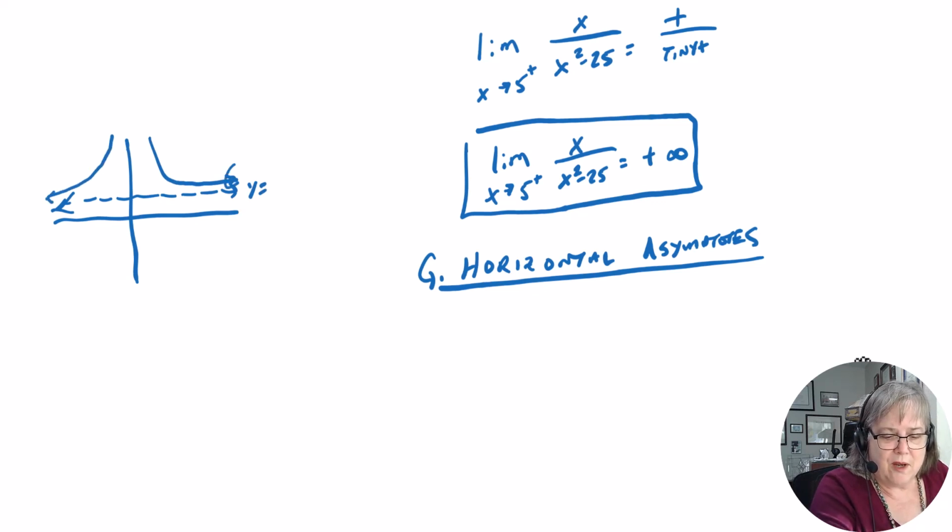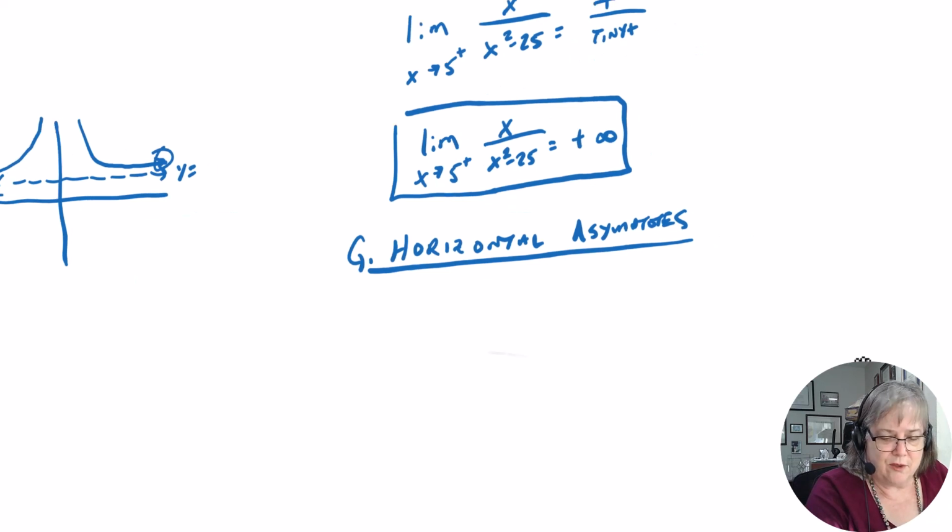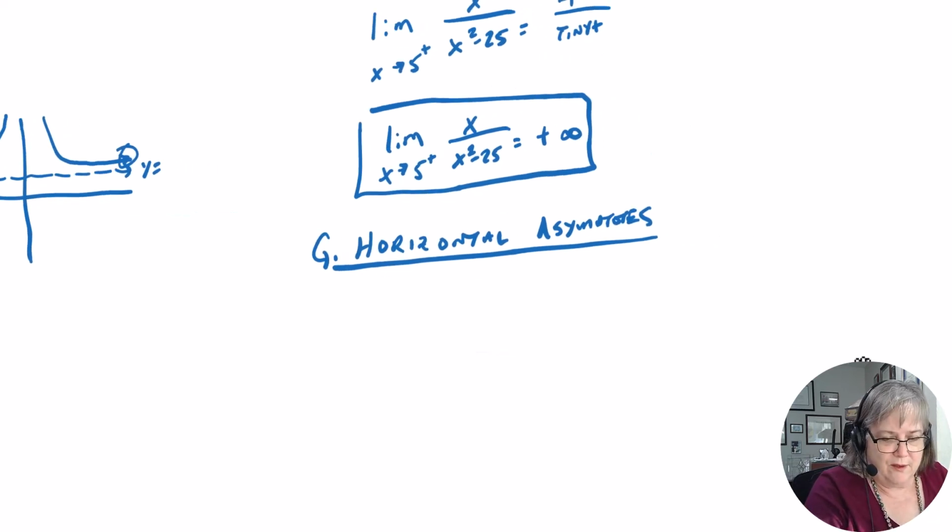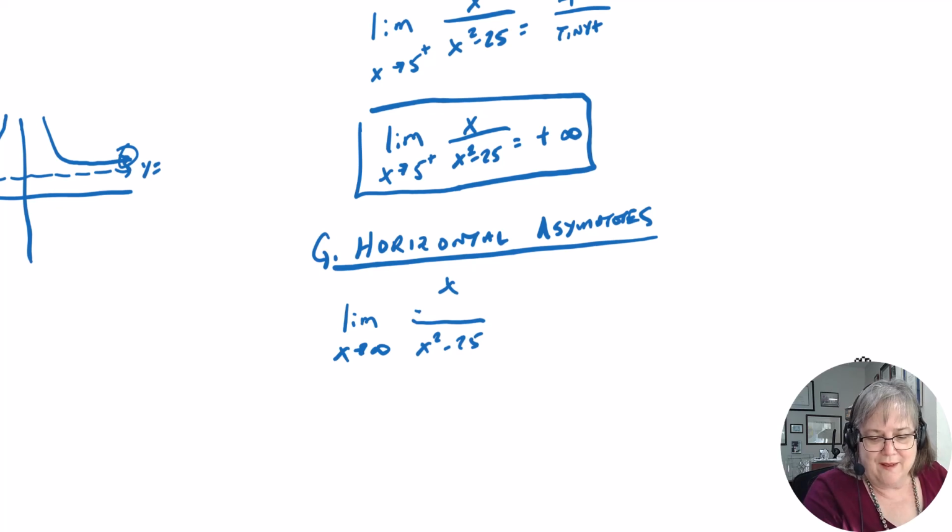And so they're talking about the behavior out here as you approach infinities. So to find the horizontals, you would have the limit as x goes to infinity of x over x squared minus 25. And you'll remember this is why I made that big gap. You're going to divide by the biggest powered term in the bottom all the way around.